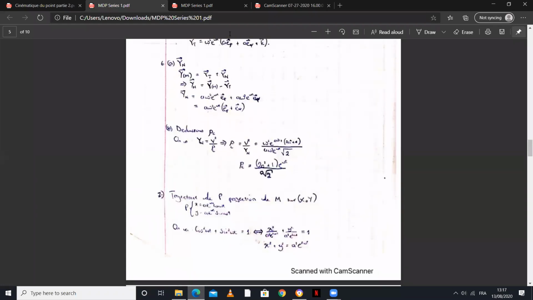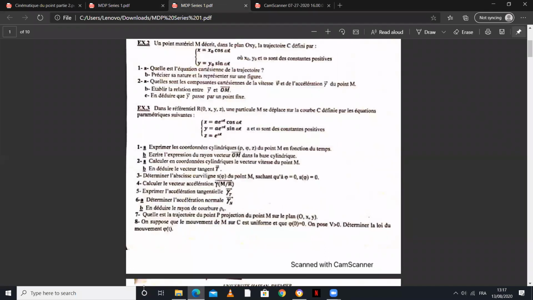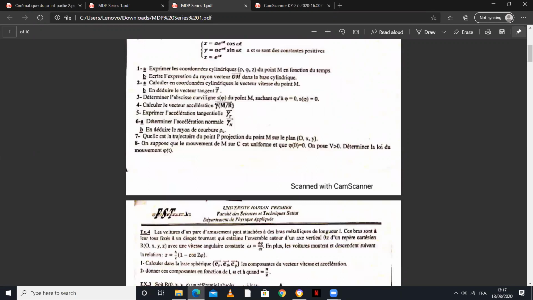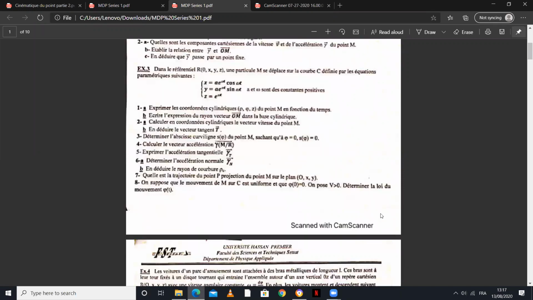Okay, then the last question of this exercise. Quelle est la trajectoire du point P? La trajectoire de P, projection de M sur X ou Y.